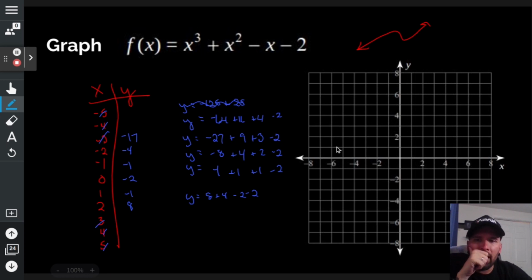Okay, so I have -2, -4, right here. I have -1, -1, which is right here. I have 0, -2 right there. I have 1, -1 right there. And I have 2, 8 way up here.